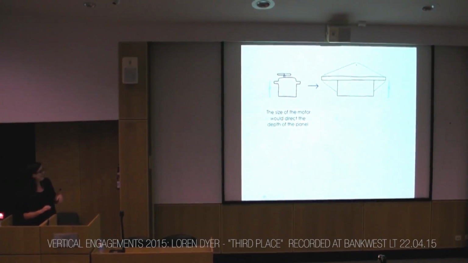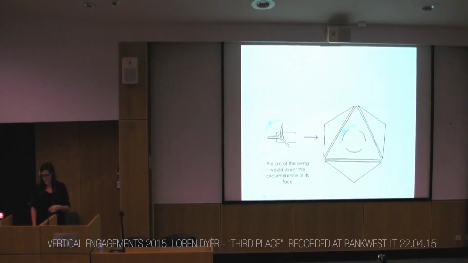So to start with, the size of the motor directly impacted the depth of the panel. So that's the depth as read away from the user. And that impacted the height of the arm as far as it stuck out from the surface. The arc of the swing of the motor would have an impact on the circumference of the face. And it also had an impact on the height of the arms in order to get the right angle so that the downwardness was equivalent to the sidewaysness.